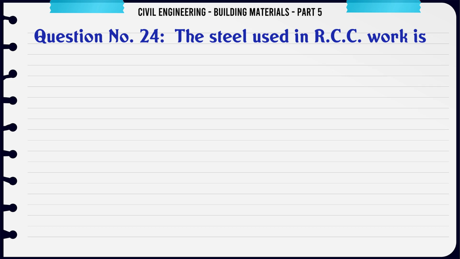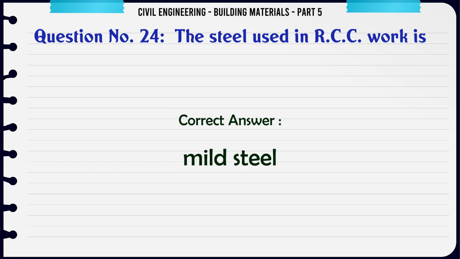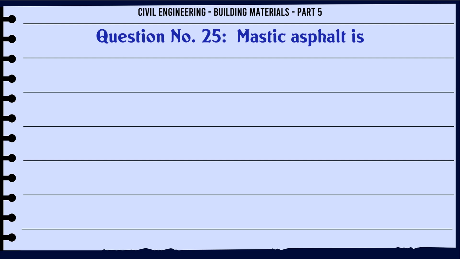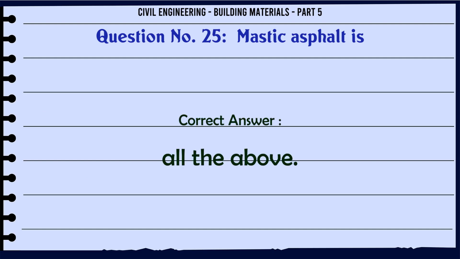The steel used in R.C.C. work is A. stainless steel, B. mild steel, C. high carbon steel, D. wrought iron. The correct answer is mild steel. Mastic asphalt is A. waterproof, B. fireproof, C. elastic, D. all the above. The correct answer is all the above.